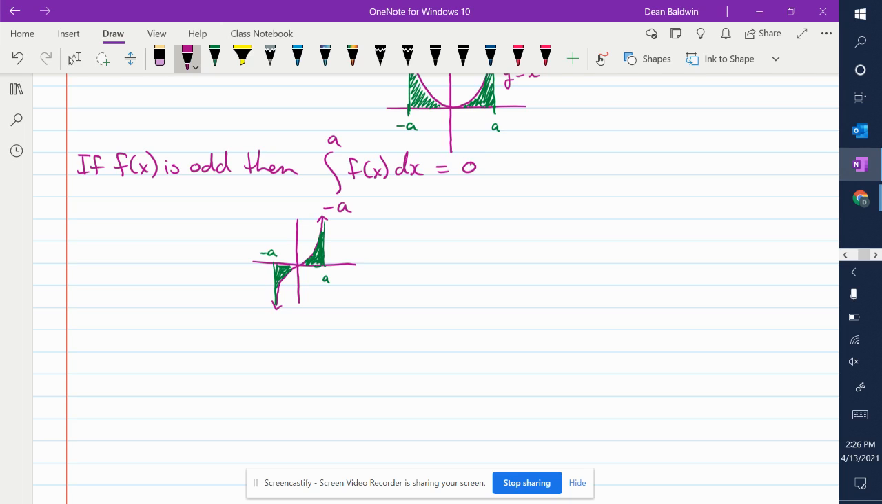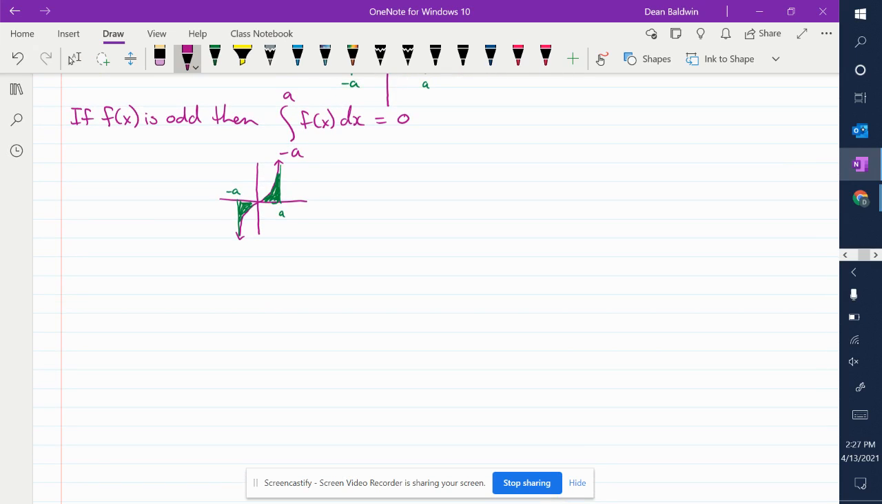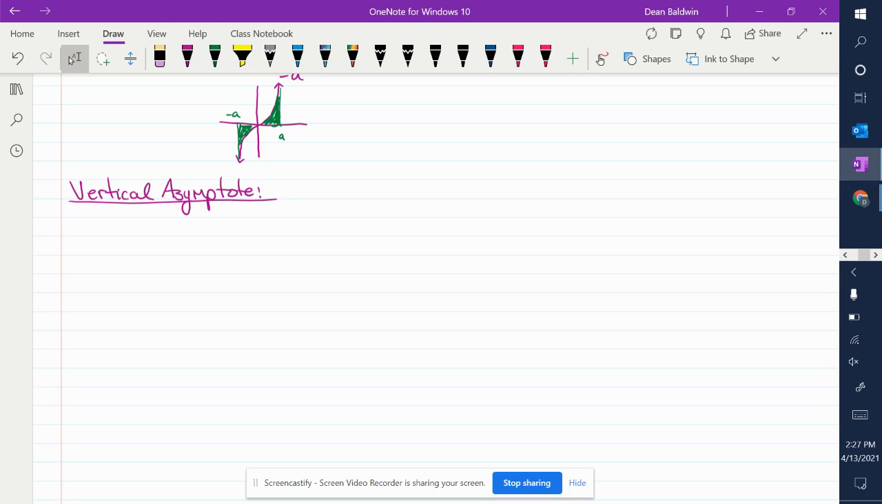All right? So that's evens and odds. Now, vertical asymptote. So I'll just give you the graph of this.